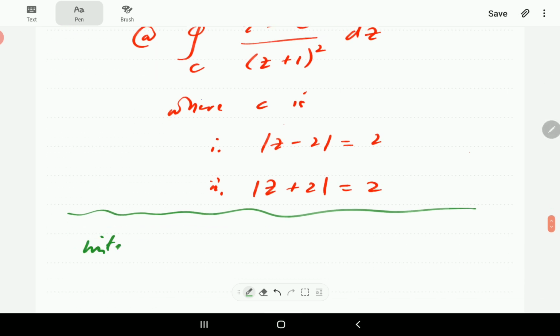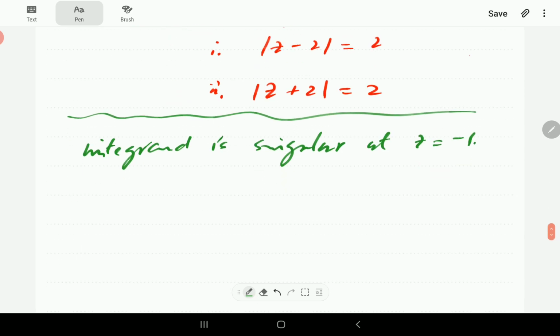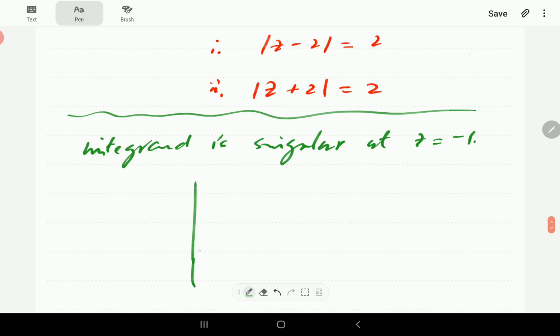So the integrand is singular at z equals negative 1. Now let's make a little sketch. So z is negative 1. It's going to be somewhere there.